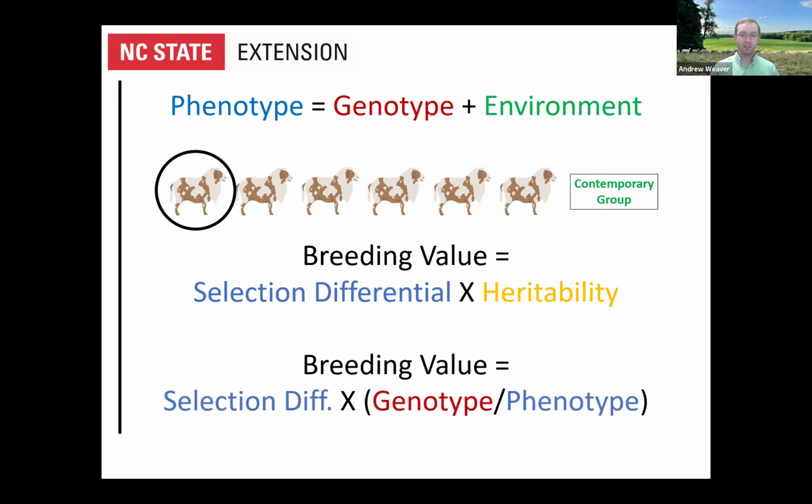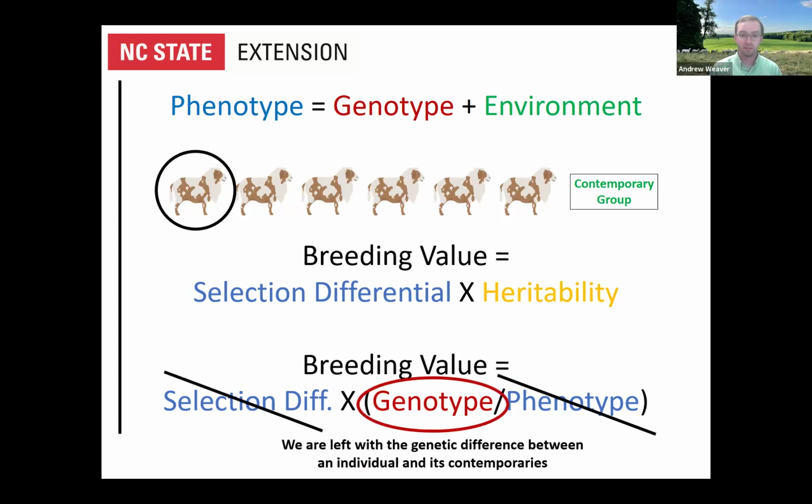And so if we want to get in the weeds just a little bit here, remember I said heritability is simply the genetic variation relative to the phenotypic variation. If you do a little bit of math here and substitute that in for the heritability component, the selection differential is the phenotypic measure. Really, it's how an animal performs relative to its contemporaries. So that's going to cancel out with the phenotypic measurement in the denominator, and we're left with a prediction of genetic difference between an individual and its contemporaries.